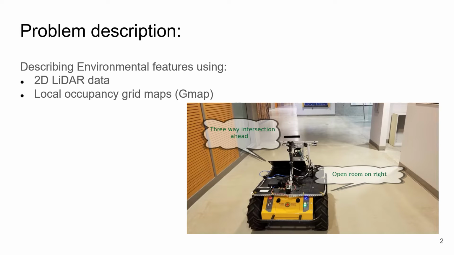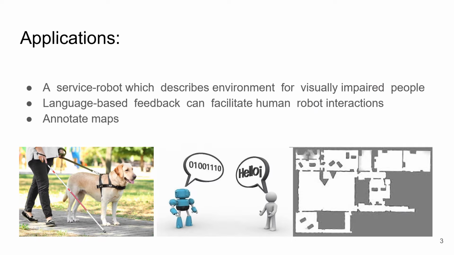In this study, we build a system that can describe environmental features including open rooms, closed rooms, and intersections. Our system uses local occupancy grid maps obtained from either 2D LiDAR data or performing SLAM. For instance, this image shows a Husky robot that uses our system to describe the environment as it follows its path.